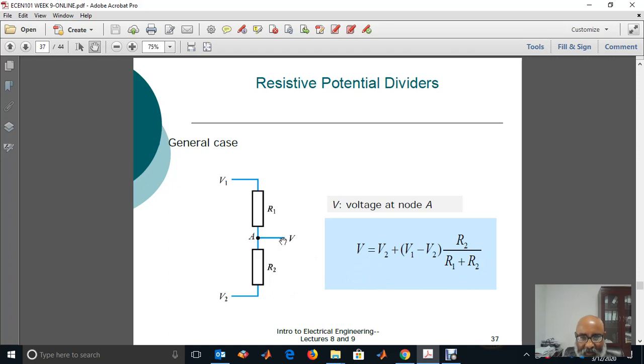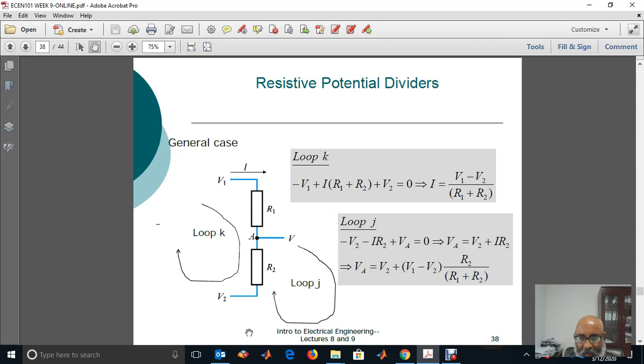So the total voltage V at point A is the voltage V2 plus the voltage across resistor 2, which is V at point A equals V2 plus V1 minus V2 times R2 over R1 plus R2. This shows how I derived the voltage divider equation using two loops. For example, here I have loop K and loop J.